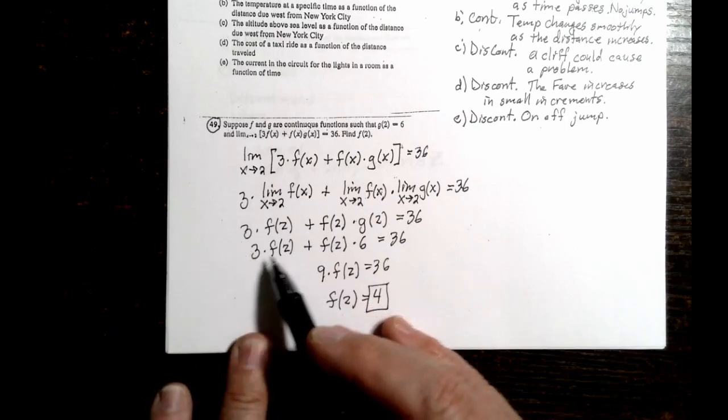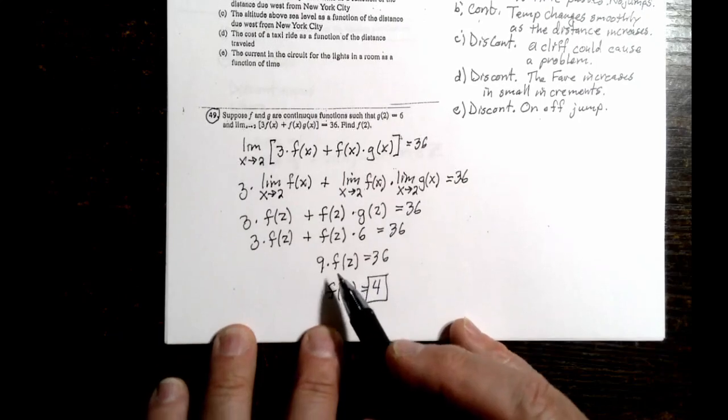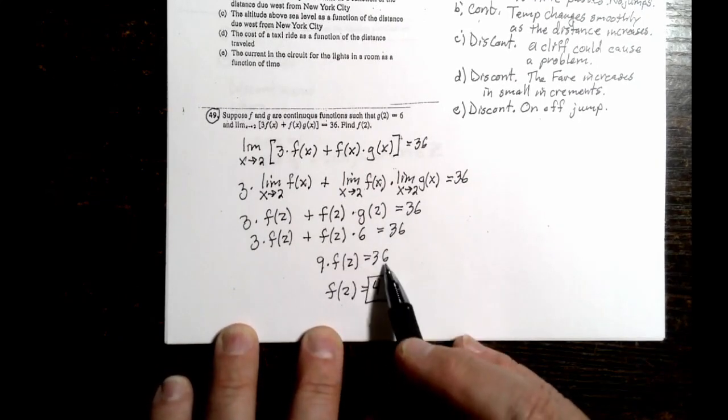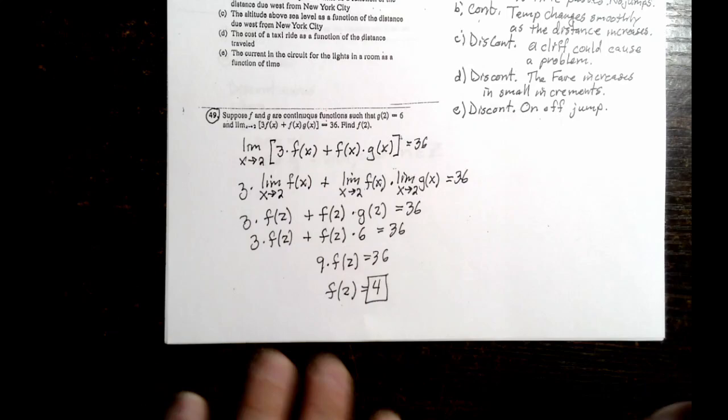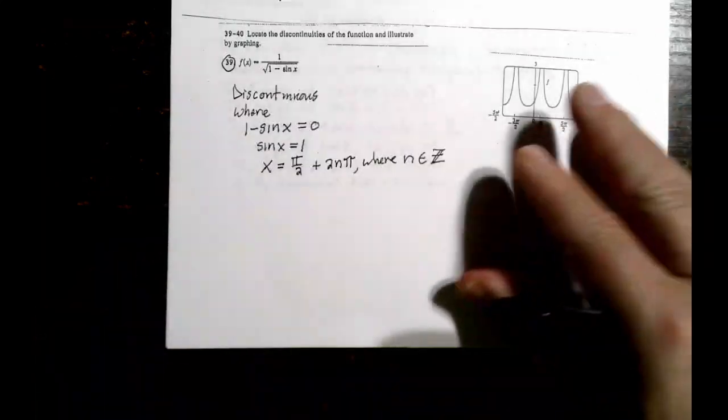So this is 3 times f of 2, and this is 6 times f of 2. When you add them together, you get 9 of the f of 2's. And that equals 36, so simply divide by 9, and you now know that f of 2 has to equal 4.